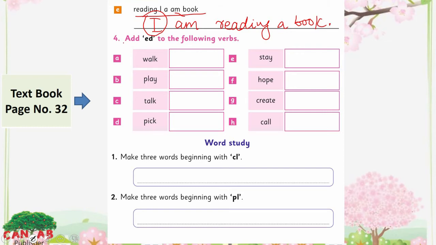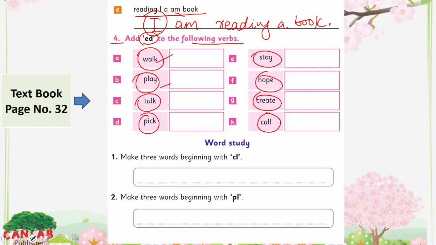Let's do question number 4. Add ed to the following verbs. This is the first form of the verb. Walk, play, talk, pick, stay, hop, create, call. This is the first form of the verb, and we have to change it into what? Yes, the second form of the verb. We have to change from present simple to past simple.